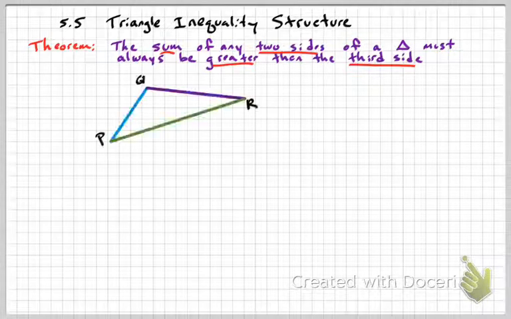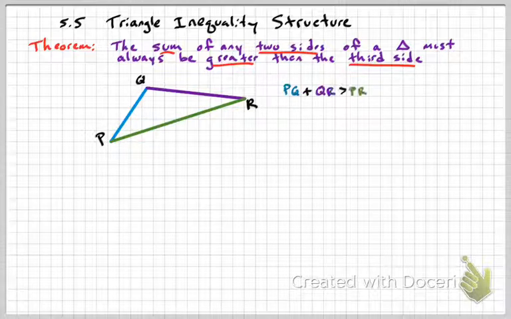So let's go ahead and take a look at this diagram right here. And I color-coded these so you can kind of follow along a little bit easier. So PQ is blue, QR is purple, and PR is green. So, first things first. Blue plus purple has to be greater than green. So PQ plus QR has to be greater than the length of PR.